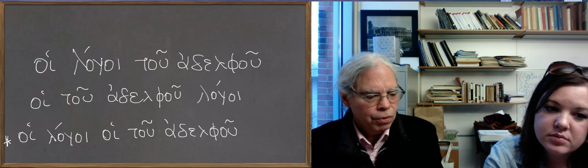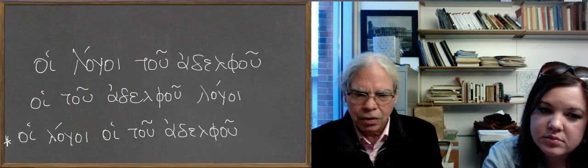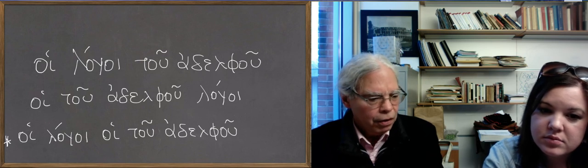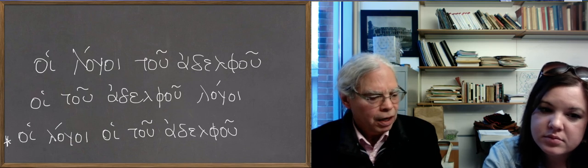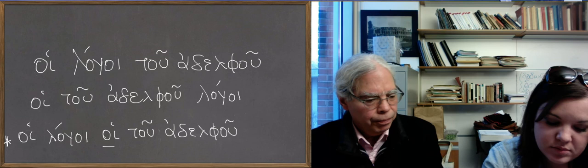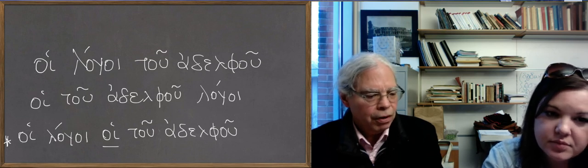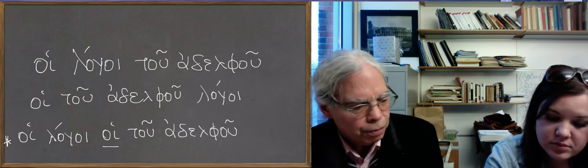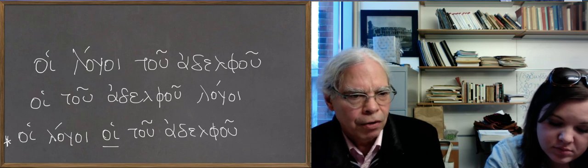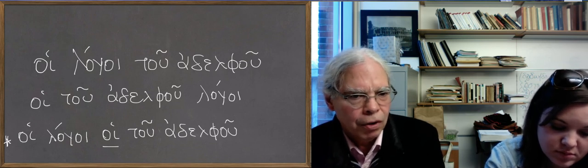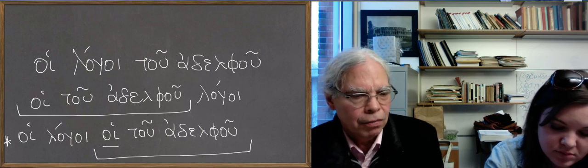So the way we describe this rule is, we say that if a modifier, in this case it's the genitive of the brother, follows the definite article of another noun, okay, if it comes after it, then it's grouped with it. It's what we call an attribute of that noun. So that works for both cases. We've got hoi tu adelphu, that follows the article of logoi, hoi, and hoi logoi hoi tu adelphu, that follows again the article of logoi, which is repeated.